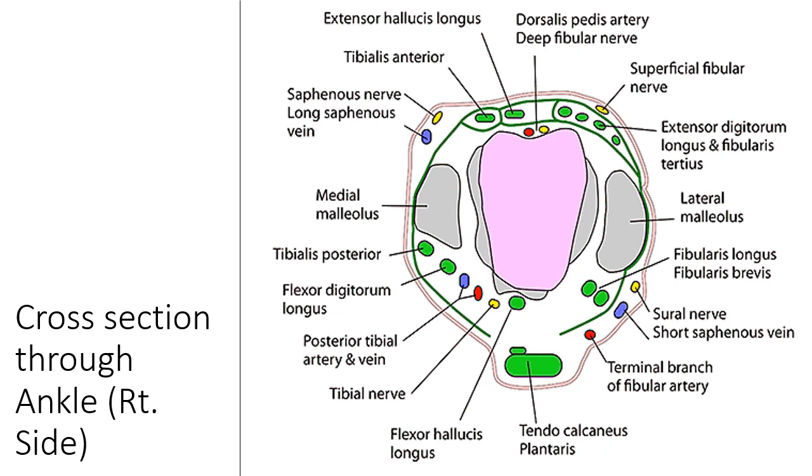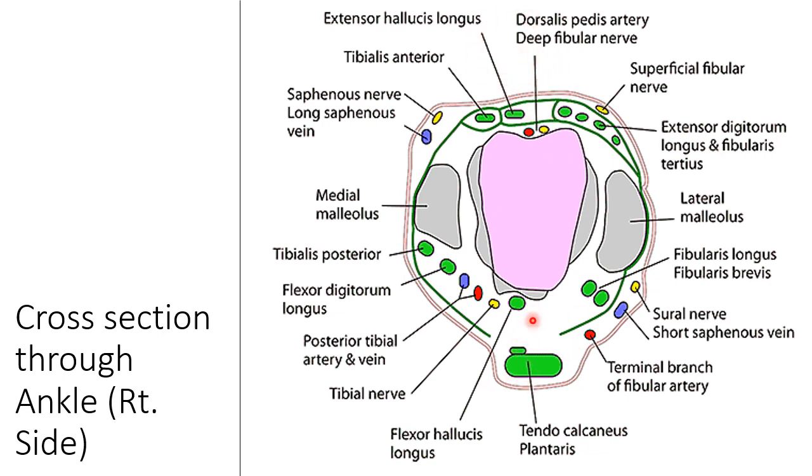Now here, you can see a cross-section through the ankle joint. This is the right ankle joint, and you can see the relations. Here in pink is the talus. Laterally, this is the lateral malleolus, which is from the fibula, and here the medial malleolus, which is from the tibia. Here is the posterior aspect and here the anterior aspect.